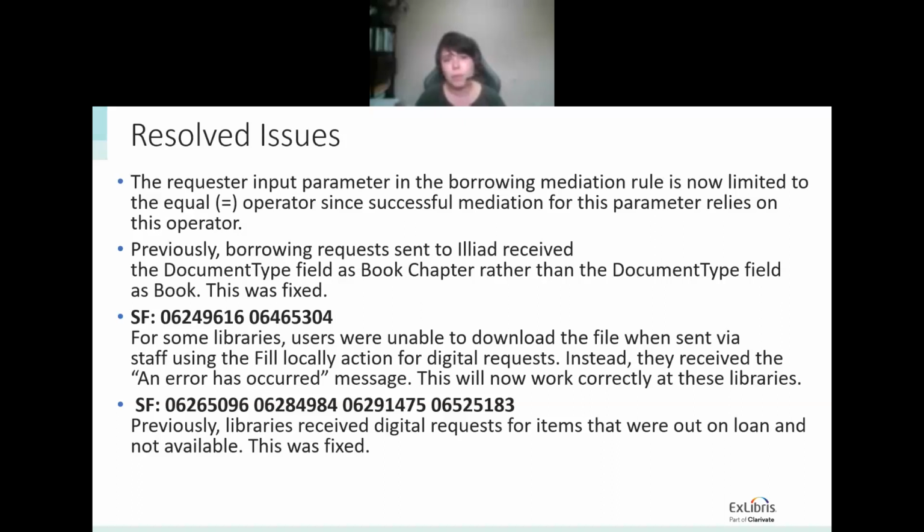Something else that has come out with the March release as a fix is for libraries using Iliad, borrowing requests sent to Iliad from Rapido were receiving the document type field as book chapter rather than the document type field as book. So this is fixed. That should streamline your processes if you're a library who's using both of those systems, as the correct information is now coming through for you to keep fulfilling those requests.